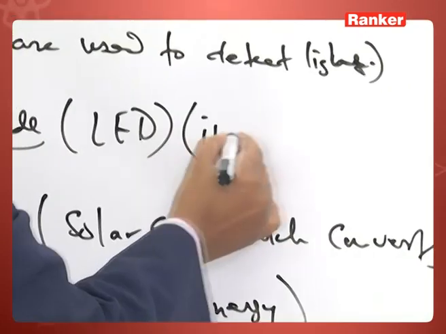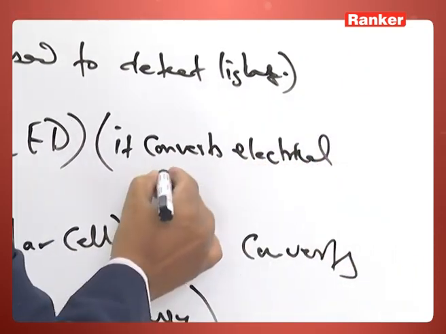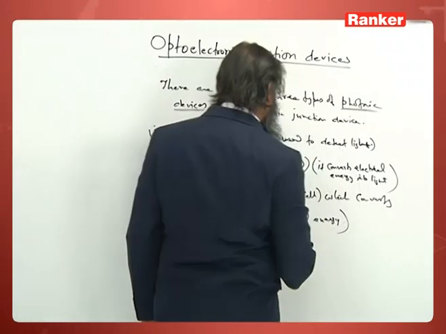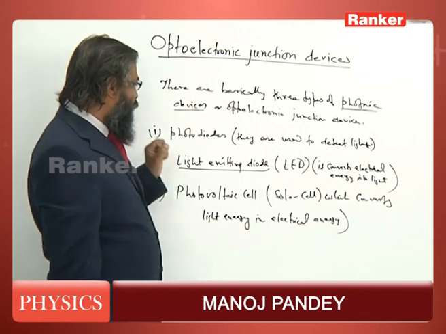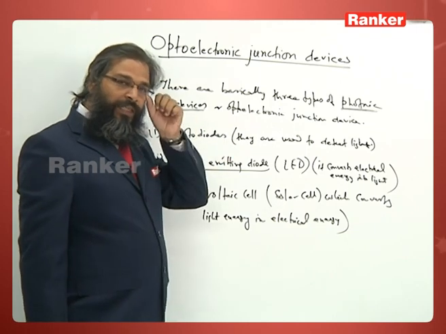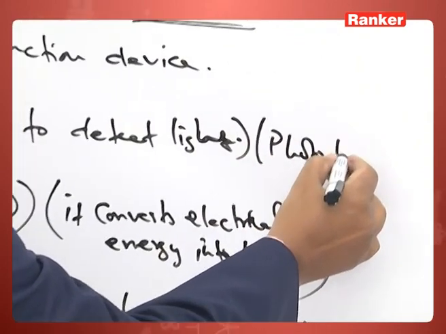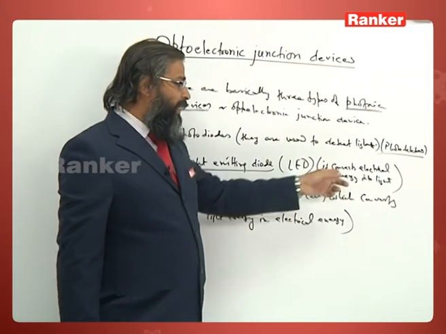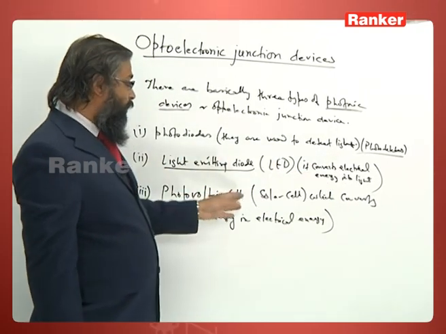It converts electrical energy into light energy. So, there are three types of uses of optoelectronic junction devices. Photodiodes, they are used to detect light, generally used as detectors, so we often call it photodetectors. Second, light emitting diode, LED, which is used to convert electrical energy into light energy. Next is photovoltaic cell, solar cells.